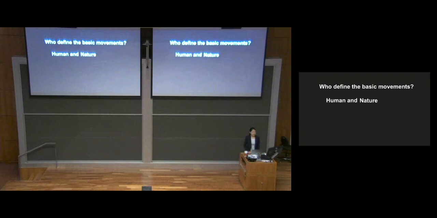And if I assume nature selected those basic movements according to some cost functions, then it is possible for us to use optimal control to generate those basic movements automatically. For example, we can use model predictive control.